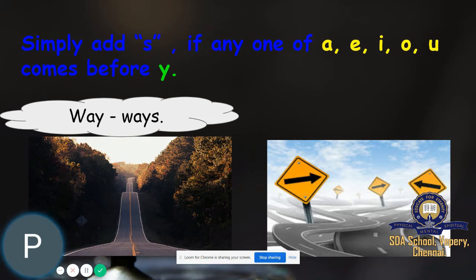So shall we move on? Yes, very good. In the first image, you can see a narrow way. So the word way is a singular form. Now we are going to add s. How are we going to add s? Before the letter Y, the vowel letter A is present. So we have to add s at the end of the word, and in the plural form it has to be pronounced as ways.